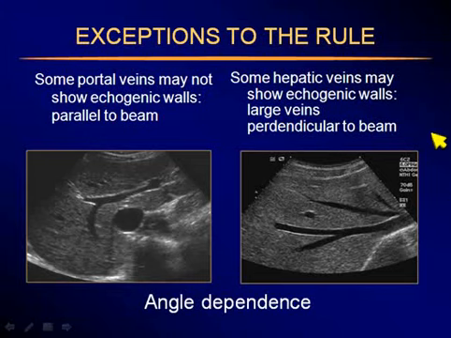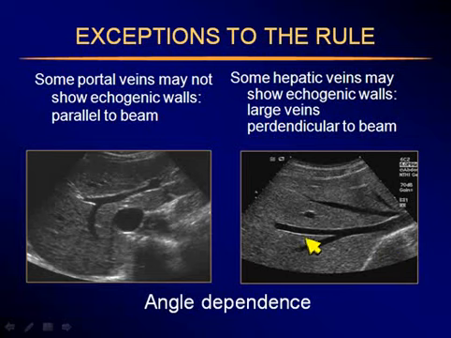Now, having said that, we always find exceptions to the rule. I just told you that portal veins have bright walls, and now all of a sudden I'm showing you a picture of a portal vein that does not have bright walls. Some portal veins may not show echogenic walls because they become parallel with the beam. Parallel is the worst angle for B-scan. So we're losing resolution, and we simply lose resolution of this portal vein wall.